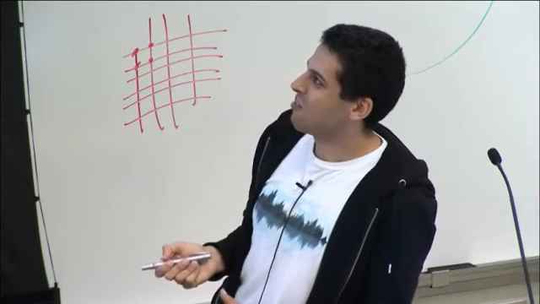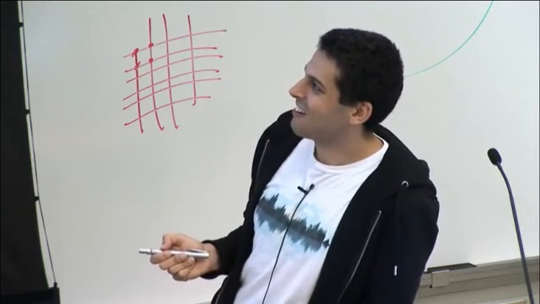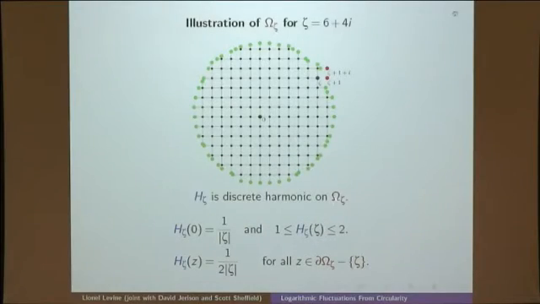So the important arithmetic here is we've cooked up this set so that h zeta is discrete harmonic on the whole set. And all its boundary values are this 1 over 2 zeta, except the boundary value at zeta itself is constant order between 1 and 2. And the value at the origin will also be important. That's 1 over zeta.